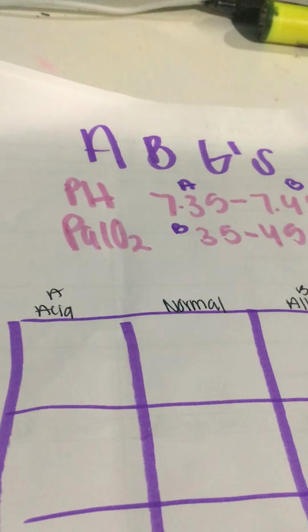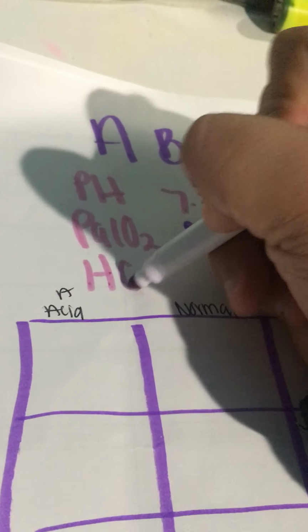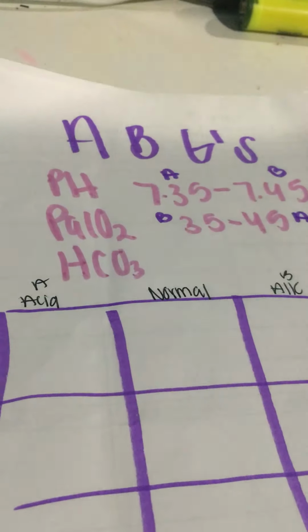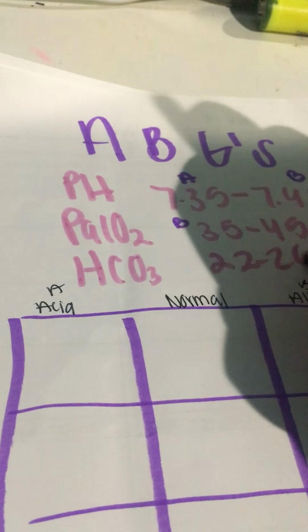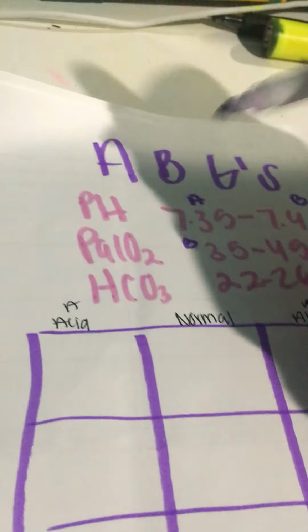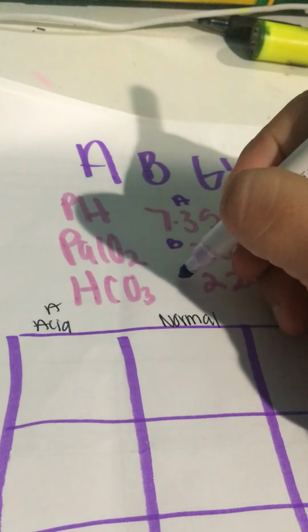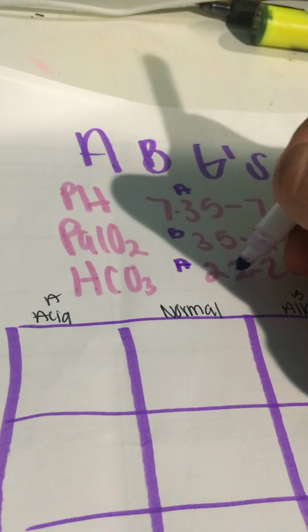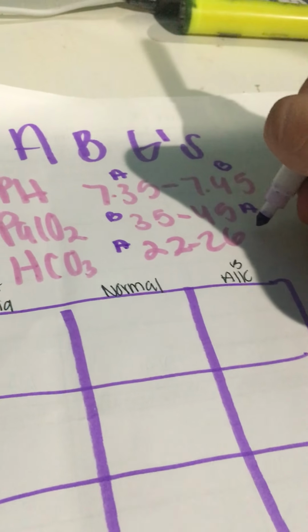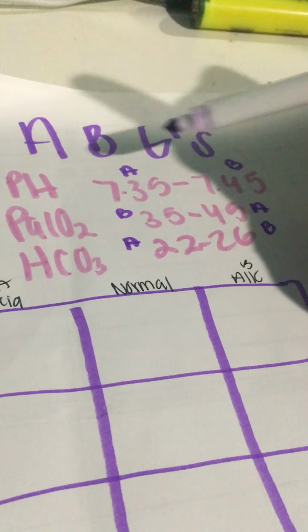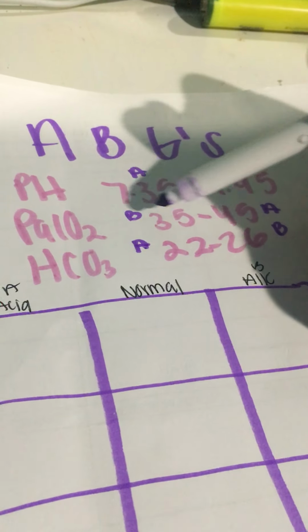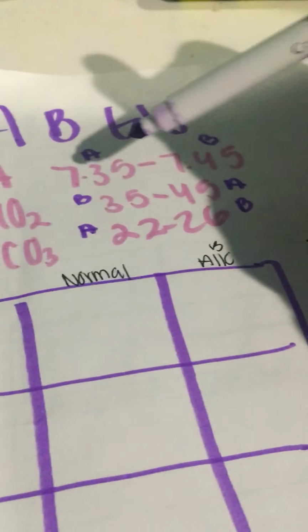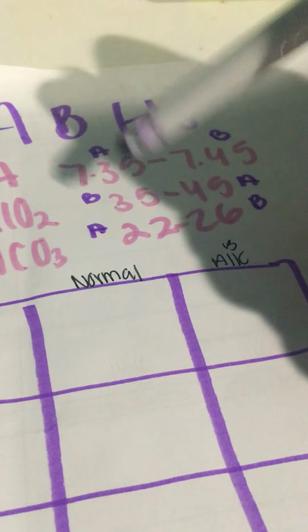And then the next one is HCO3, which is 22 to 26. This one's the same as pH: anything below is acidic, anything above is basic. So the only thing that you have to make sure you memorize is the PaCO2, because that one is the opposite. So make sure you're aware of that.